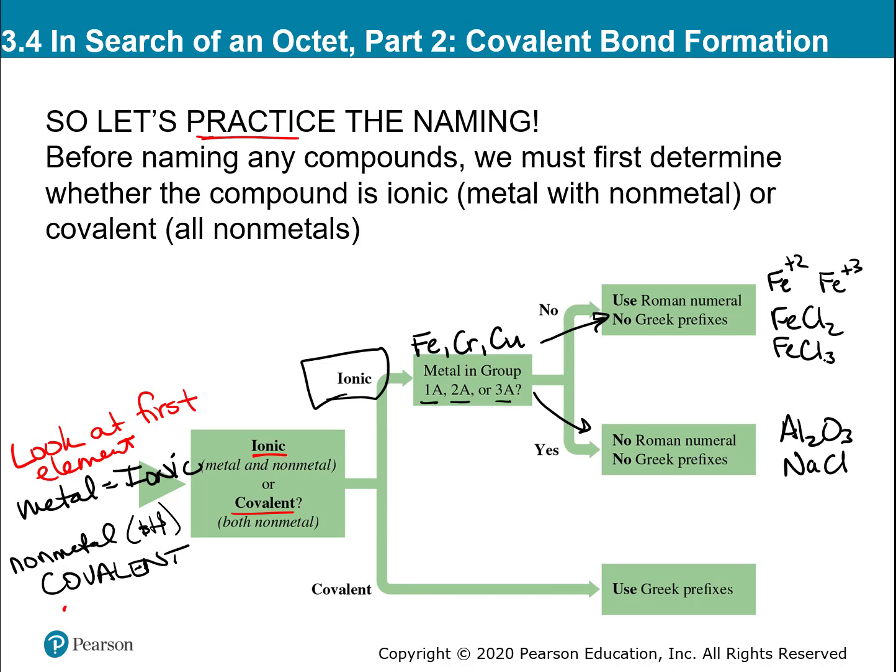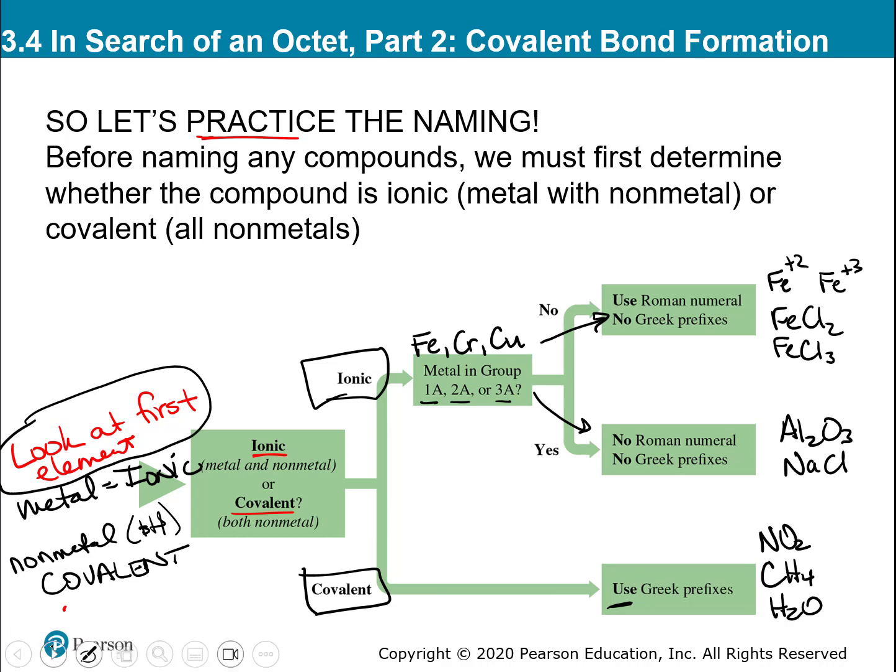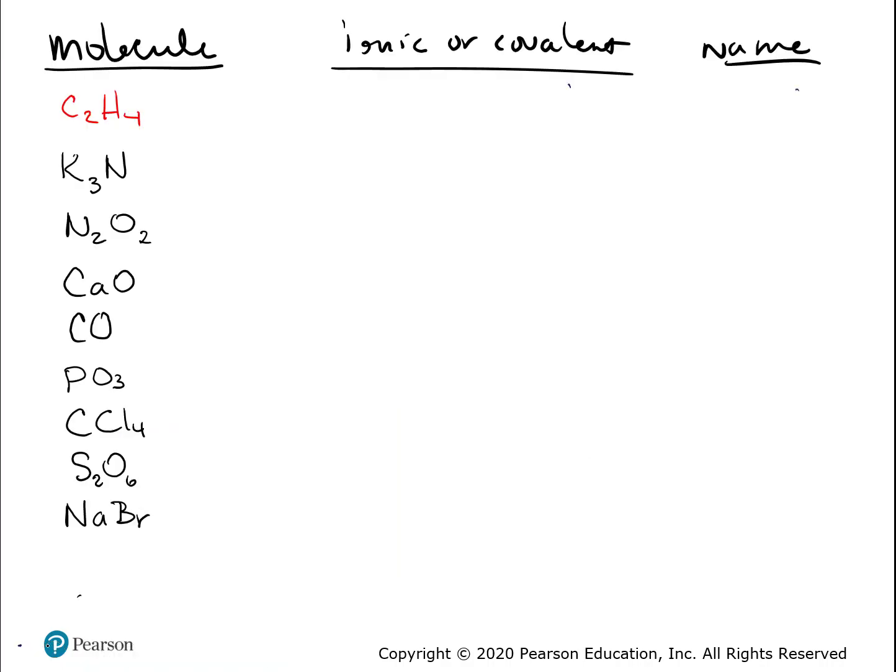If it's all nonmetals, or nonmetals and hydrogen, then I know it's covalent. And here, I always use the number prefix. So if you have something like NO2, CH4, or H2O, anything like that, then I know that those are covalent because there's no metal, only nonmetals and hydrogen. So that's really the trick: look at the first element. So we're going to do these ones.